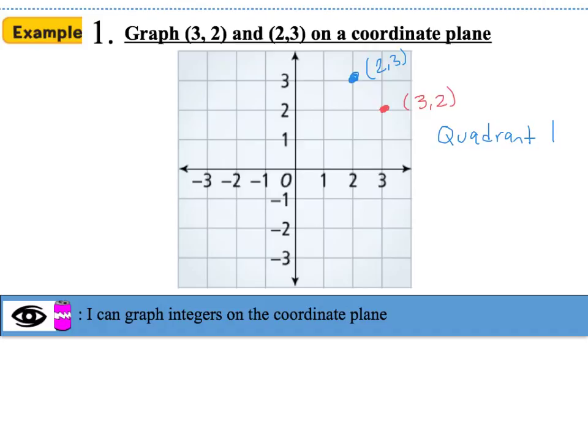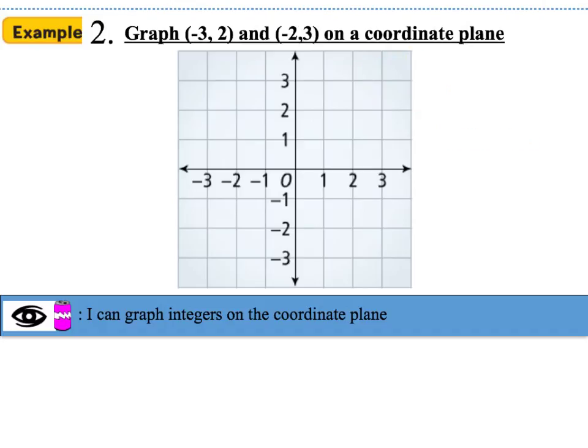1. So for example 2, they're going to ask us to graph the ordered pair -3, 2 and the ordered pair -2, 3 on the coordinate plane. So the first thing I want to do is graph -3, 2 on the coordinate plane. We're going to use this little system, x, y. Let's work on the x-axis first. Let's label the x-axis as the one that goes left to right, and the one that goes up and down is our y-axis.